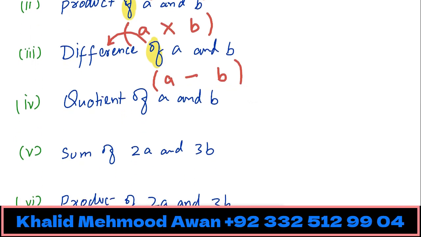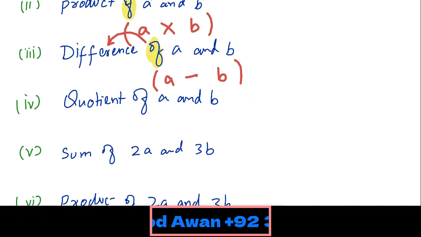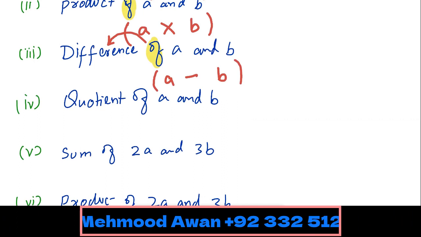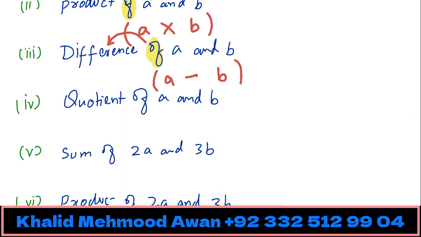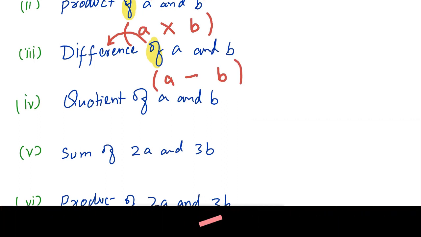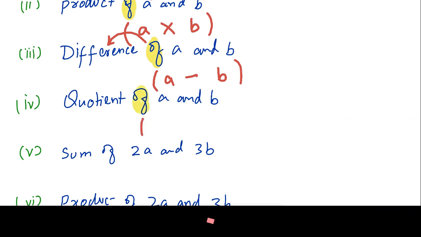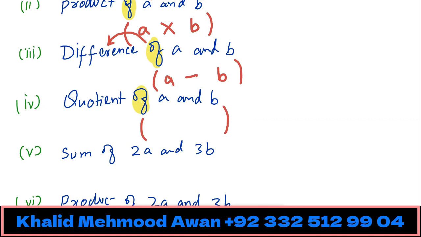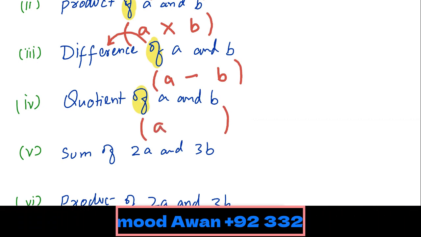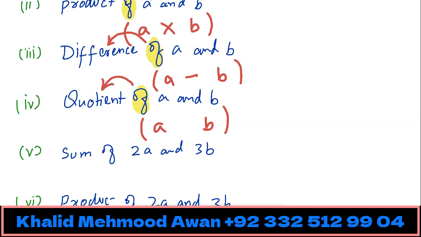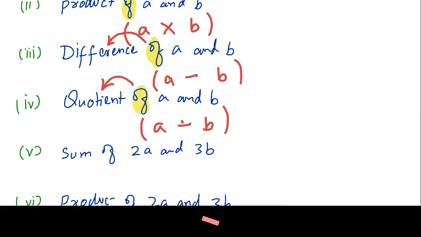Now, the next one says quotient of A and B. So this is describing the word of. So of is replaced by the bracket till the end of the statement, and there are two variables which are A and B. And what to do between these two? There is quotient, and quotient means divide. So we have to divide it.